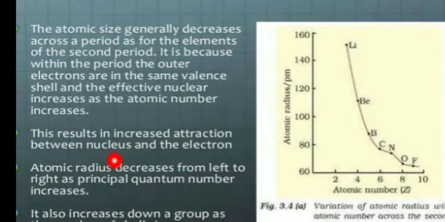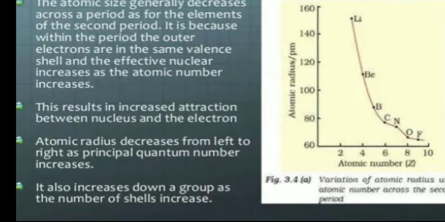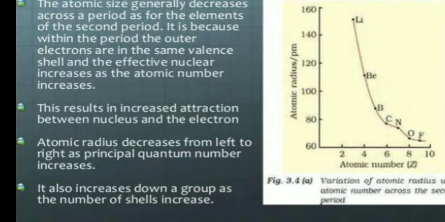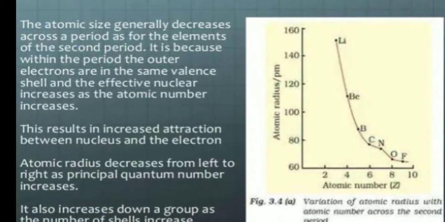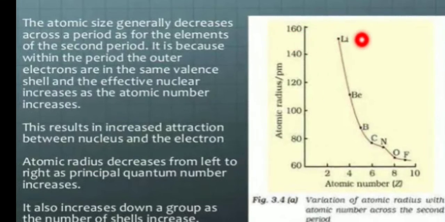Left to right, as the principal quantum number increases. It also increases down a group as the number of shells increases. Atomic size decreases from left to right: lithium, beryllium, boron, carbon, nitrogen, oxygen, fluorine.